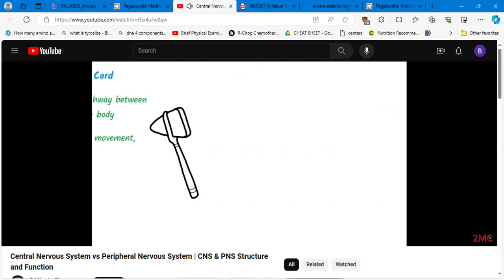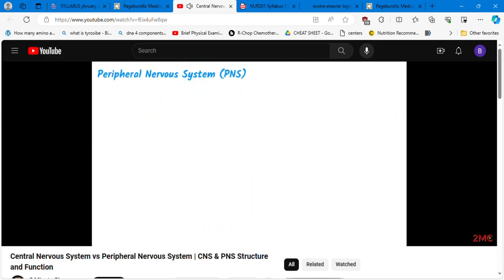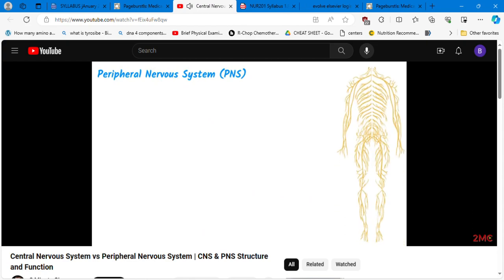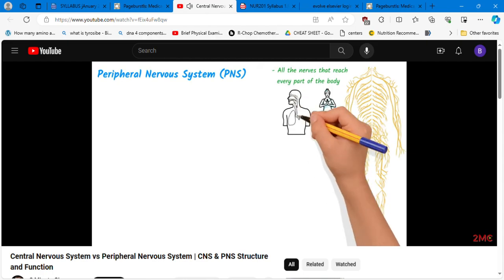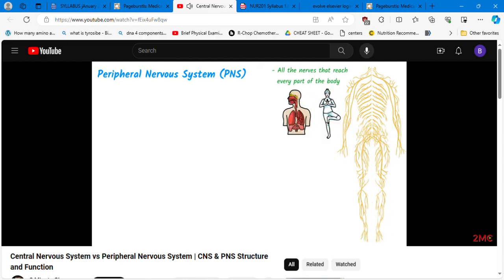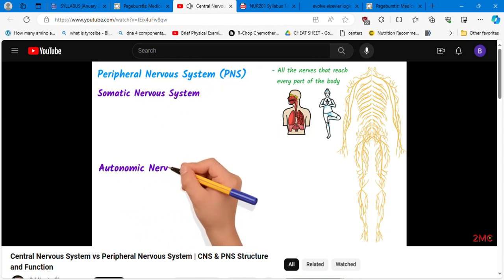Now, onto the peripheral nervous system. The peripheral nervous system is the part of the nervous system that is outside the brain and spinal cord. It includes all the nerves that reach every part of the body, such as your limbs, organs, and other structures. The PNS is divided into two main parts, the somatic nervous system and the autonomic nervous system.